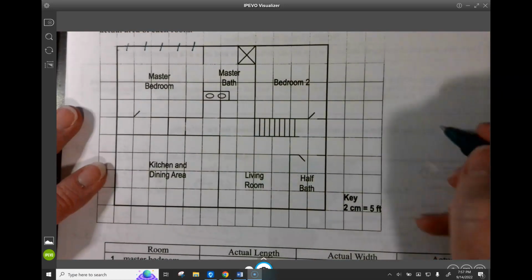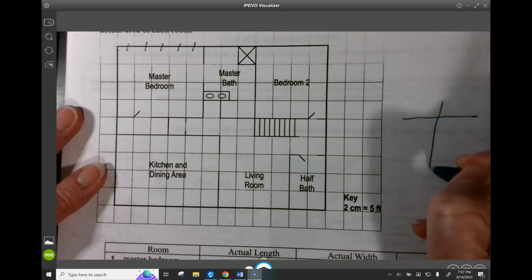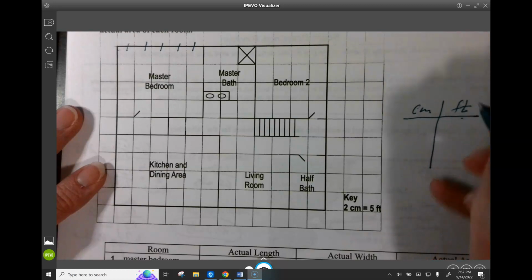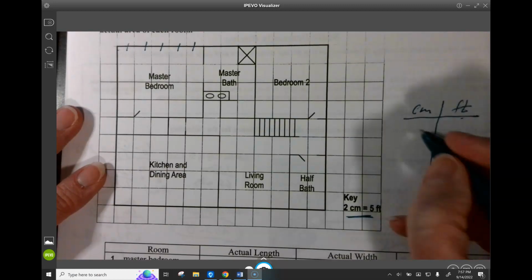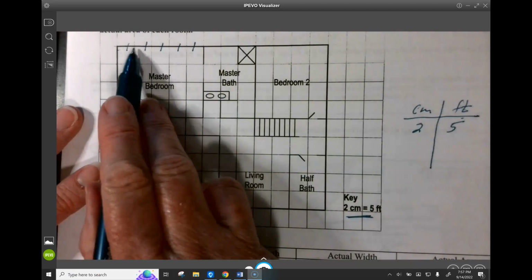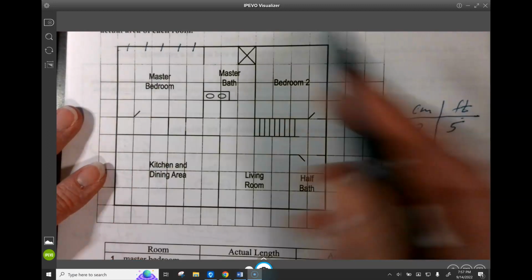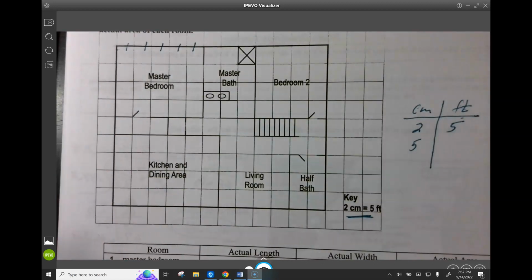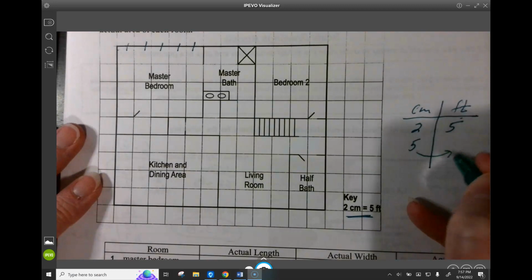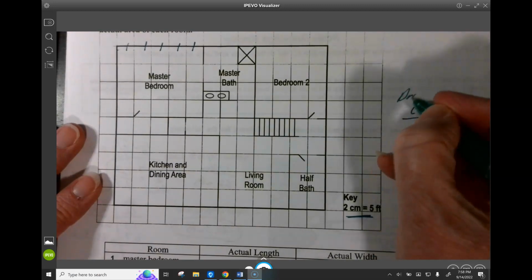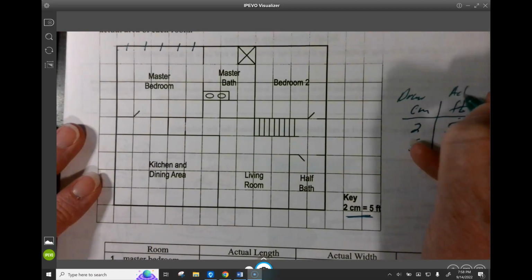So if I'm making a table, I know that if I have centimeters and I have feet, I'm going to use my scale of 2 centimeters to 5 feet. I have 1, 2, 3, 4, 5, so I'm going to have 5 centimeters, and I want to go bigger, because this is my drawing, and I want to go to my actual.